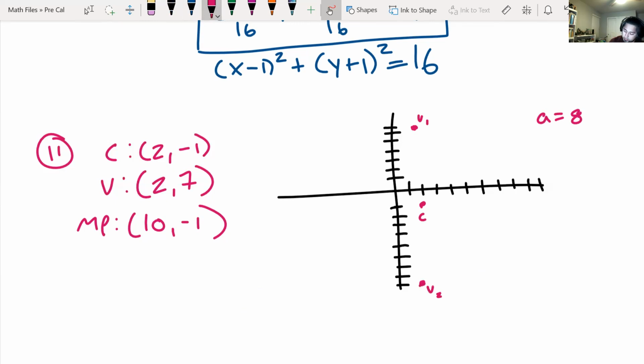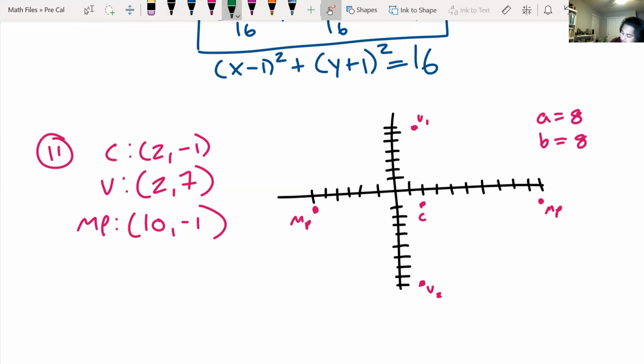And then we're assuming that my minor point is (10, -1). So to the right, if that is 1, 2, 3, 4, 5, 6, 7, no, 5, 6, 7, 8 spaces away. That means B is 8. And then that means you go 8 spaces to the left. 1, 2, 3, 4, 5, 6, 7, 8. And here would be my next minor point.